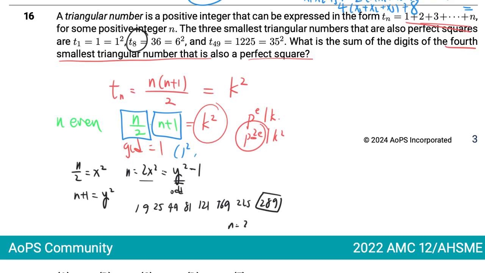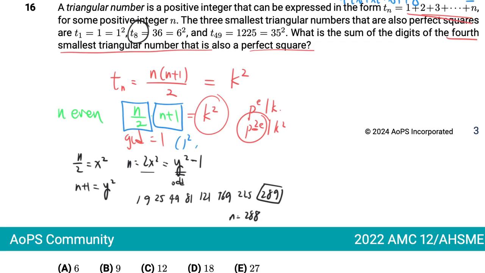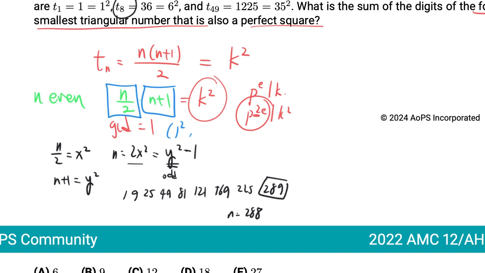So n equals 288 would actually give x is equal to 12, right? So this is 2 times 144, which is a square. And we also can check that n plus 1, 289, and 144 do not share any factors, right? They do not share any factors, and they're both squares. So n equals 288 is a valid solution. And it is the smallest solution for the case where n is even. So then we can keep going with n odd.